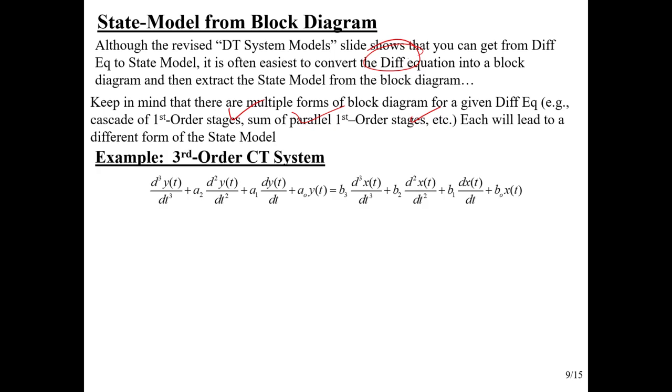So let's take a look at this for the continuous time case. I'm going to do a third order system. And notice that I have the same order on both sides. It doesn't have to be true, but what's important is that I have a third order derivative over there. That's what makes this a third order system.